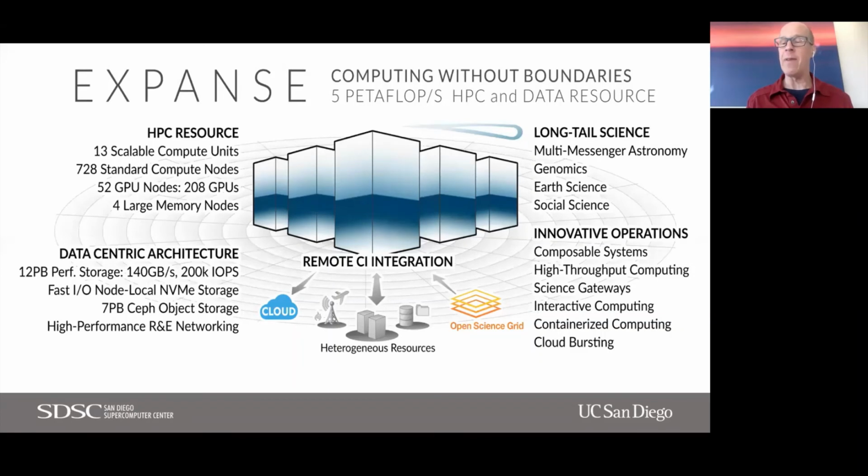And then we have a few innovative features. I won't really be going into these, but we can enable something called Composable Systems, where we integrate hardware both on Expanse and other resources. We really support high throughput computing, science gateways. You think of these as web interfaces that allow users to run jobs on the supercomputers, interactive computing, containerization, and in some cases, particularly in support of the science gateways, we allow bursting to the cloud so that jobs could be submitted to Expanse, but kind of under the hood will actually be executed on cloud resources.